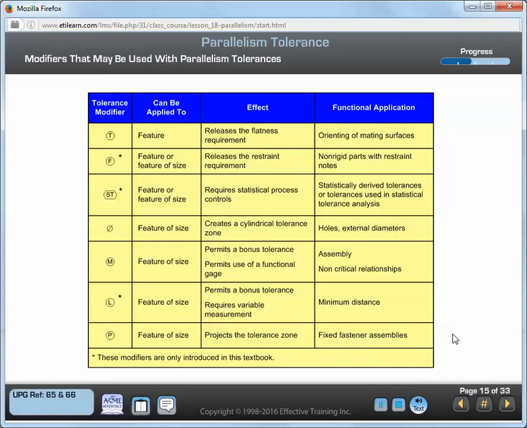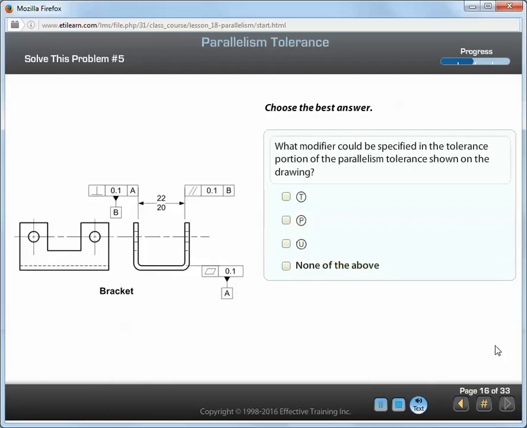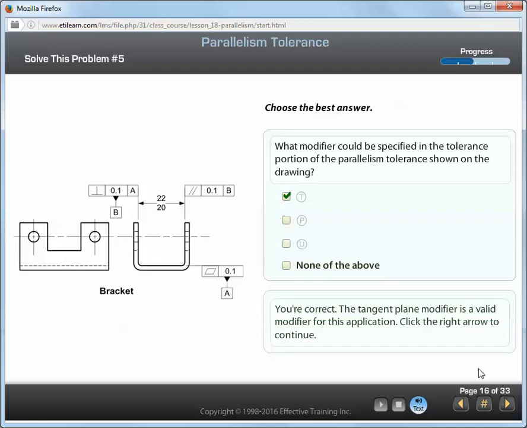There are several modifiers that may be used with the parallelism tolerance. This chart shows you these modifiers, their effects, and examples of functional applications. What modifier could be specified in the tolerance portion of the parallelism tolerance shown on the drawing? You're correct. The tangent plane modifier is a valid modifier for this application. Click the right arrow to continue.